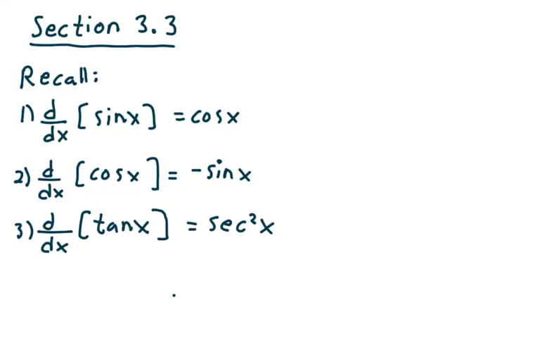This is a video from section 3.3. Recall, the derivative of sine x with respect to x is cosine x. The derivative of cosine x with respect to x is negative sine x. The derivative of tangent x with respect to x is secant squared x.